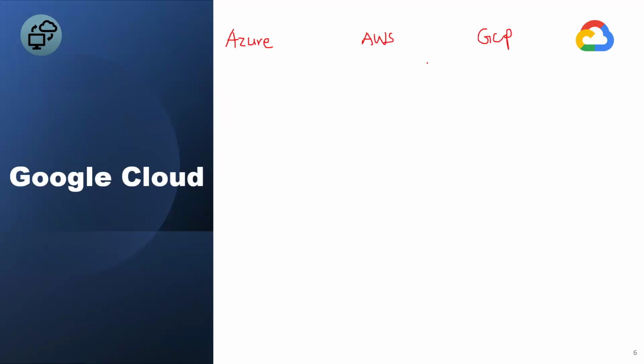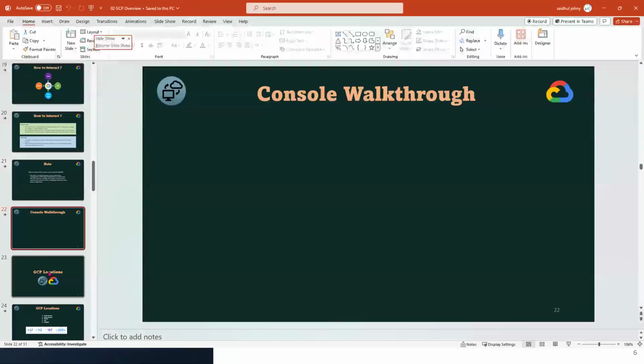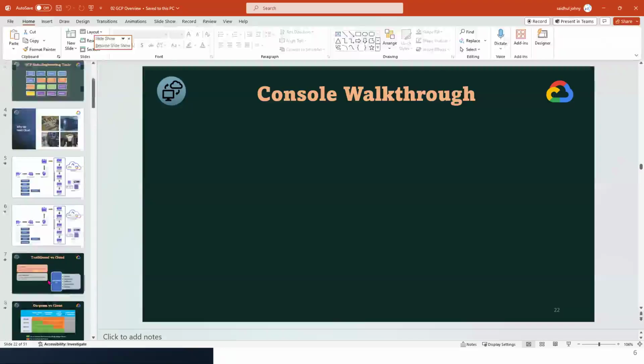So what do these do, sir? They are the cloud providers. They provide you the cloud computing services. Why do we need cloud computing services? We are going to have a very detailed session on why we need the cloud providers. In tomorrow's session, I am going to tell you in great detail why we need the cloud platforms.